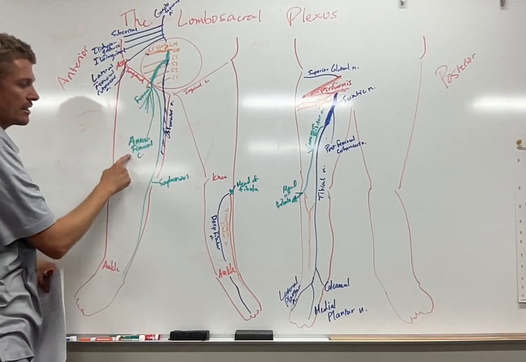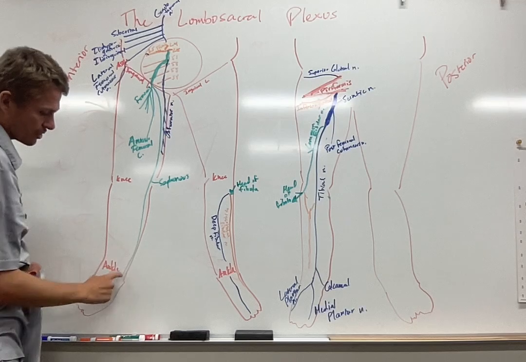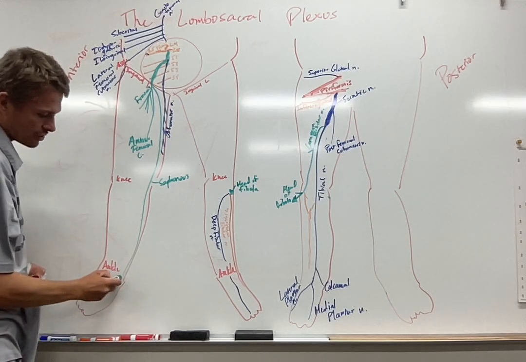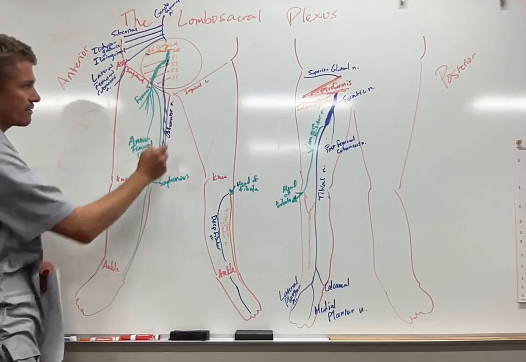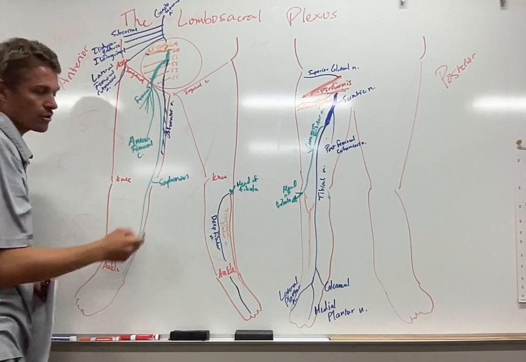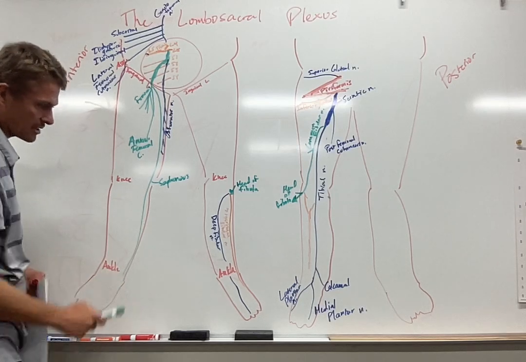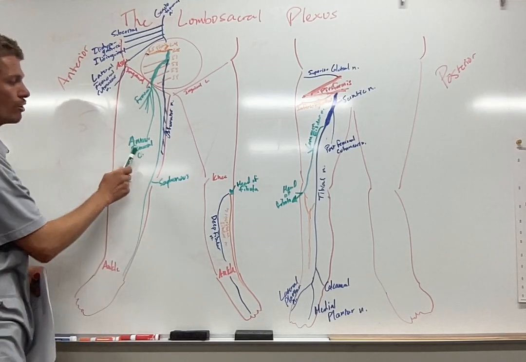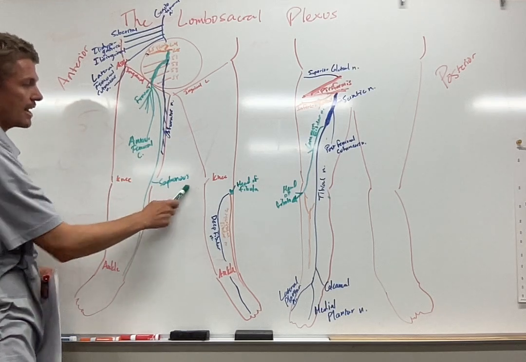On the anterior region, we're coming down here into the anterior thigh, and then two branches off of this femoral nerve. We have the anterior femoral cutaneous nerve and the saphenous nerve. Notice I have the saphenous nerve coming all the way down into the medial portion of the ankle. The saphenous nerve is a cutaneous nerve, and it comes all the way down into the medial portion of the ankle. So two branches of this femoral nerve, anterior femoral cutaneous and saphenous.